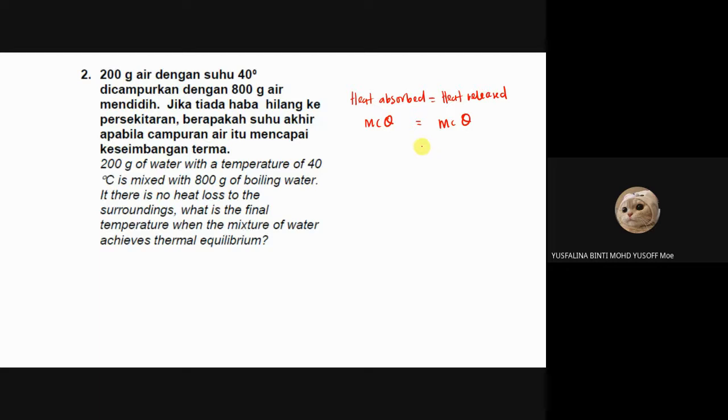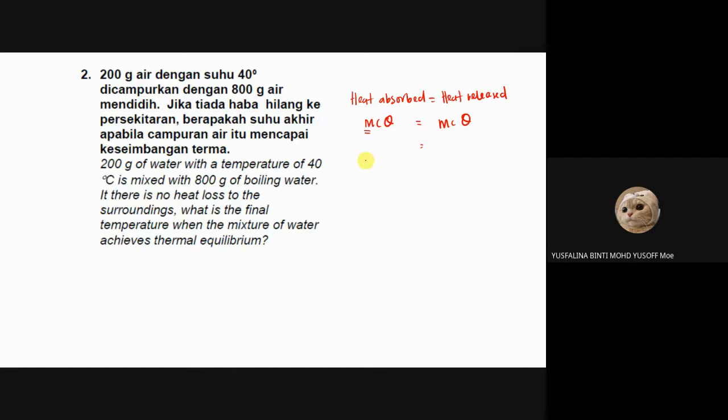For the next step, you have to determine which water will absorb the heat and which will release the heat. The one with 40 degrees or 100 degrees Celsius? If 40 degrees Celsius absorbs, then the 100 degrees Celsius will release the heat. So for the heat absorbed, the first one is the mass. Of course the mass must be in kg.